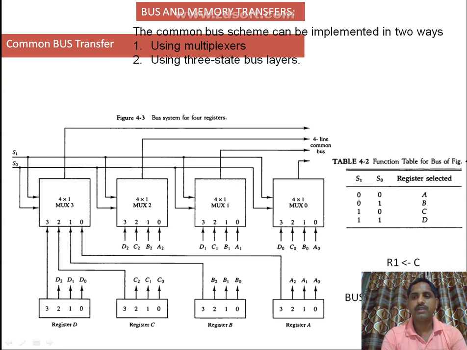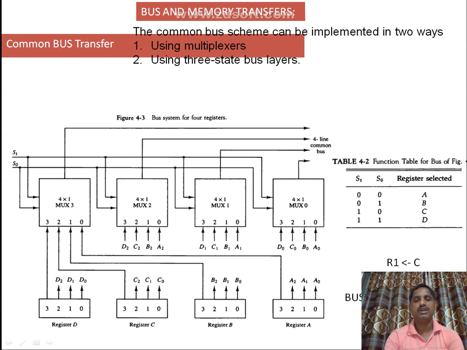So in that way, it may be convenient to transfer to C to R1. So why are we using multiplexers? When we have to transfer one register's data to another register, the number of connections may be excessive. In that way, we can use multiplexers.